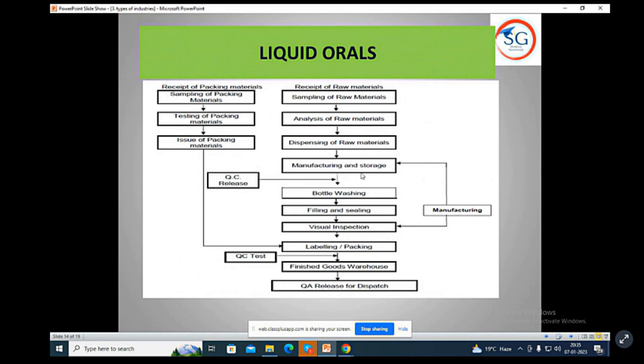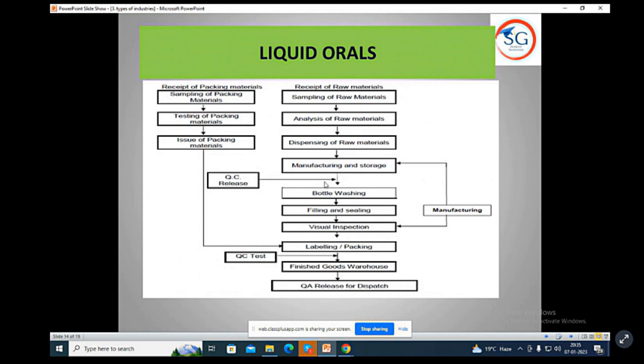It will be stored only in the manufacturing vessels, and the IPQA will collect the samples and send them to the QC for analysis. For liquid orals, what are the main IPQC tests? It is the pH, viscosity, and the test should be SA. These three are the main things to be conducted for liquid orals. Once all the tests are passed in QC, you will get the COA, certificate of analysis, which is approved by the QA. And then only you should proceed for packing.